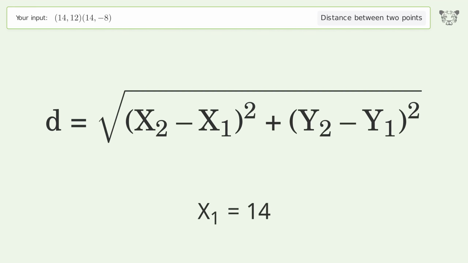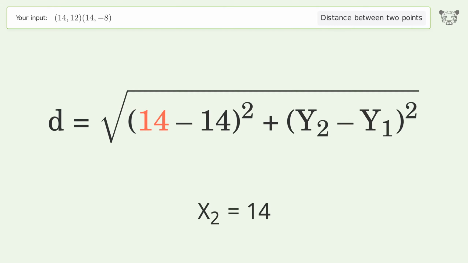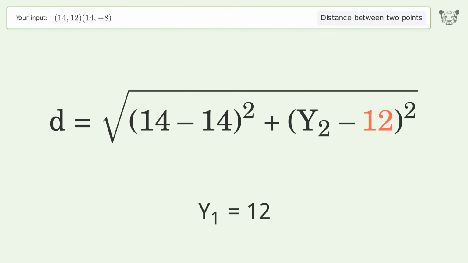x1 equals 14. x2 equals 14. y1 equals 12. y2 equals -8.